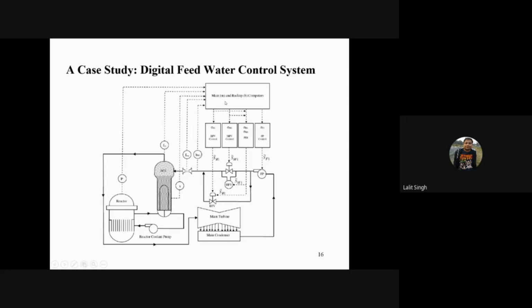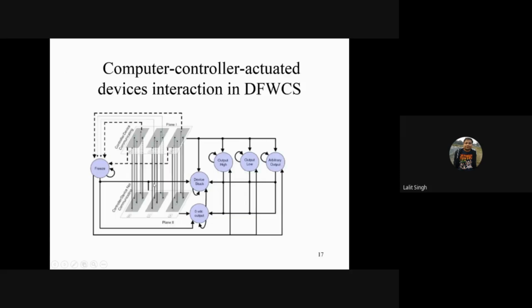So here there are main and backup computers which keep on monitoring these parameters, and here this is the main feed valve. So it is a feed water pump FP, and it pumps the water inside the steam generator. And in case the main feed valve is not working, there is a backup feed valve. From this we can pump the water into the steam generator. So this is a requirement of the system, and it's all governed by the computer.